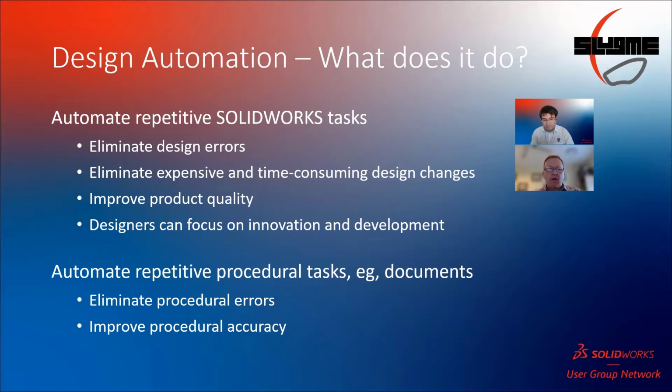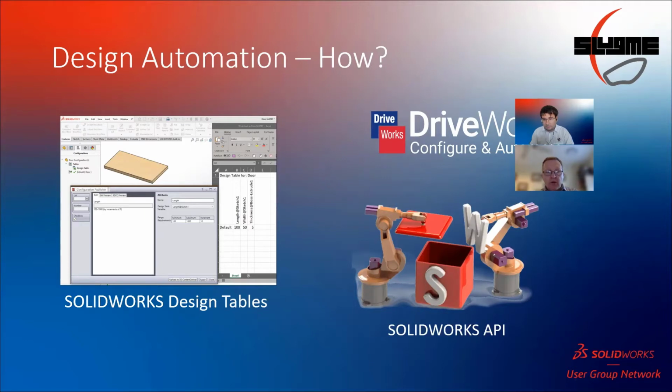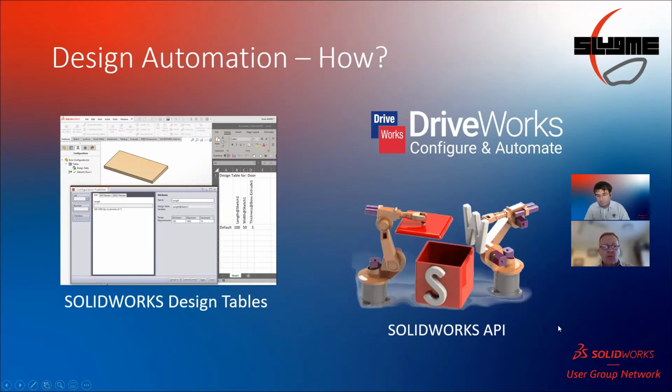One thing people often don't know about design automation, a sort of sidebar to it, is that you can also automate repetitive, what I call procedural tasks, such as generating documents. You can eliminate errors, like typos, in a simple way, but you can also automate the layout and production of documents, so you're eliminating errors and improving the accuracy of those documents. So how do you do design automation? We're going to show you three ways today. As I mentioned before, Artem will look at SolidWorks design tables, I'll look at DriveWorks, and Artem will look at the SolidWorks API.